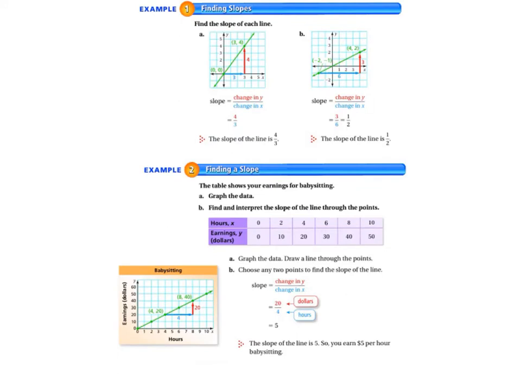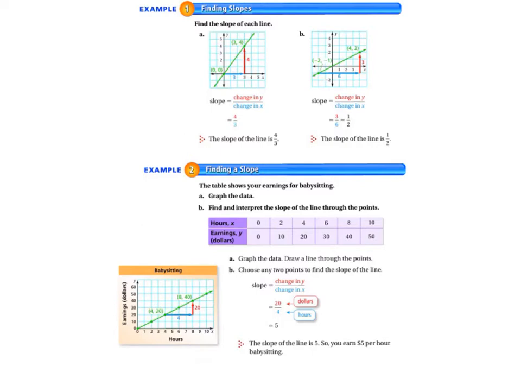The first thing you need to remember is your definition from yesterday of slope. Slope is the rate of change between any 2 points on a line. It is a measure of the steepness of a line. To find the slope of a line, we find the ratio of the change in y to the change in x. So slope equals the change in y divided by the change in x.